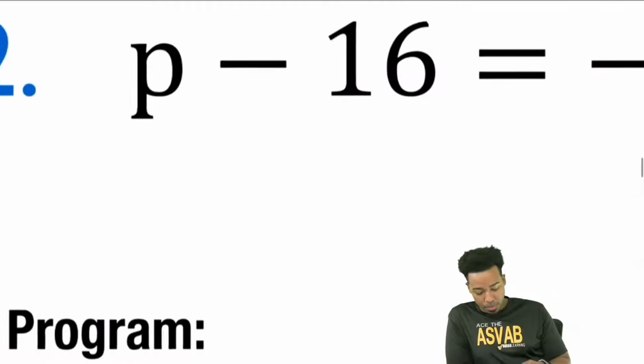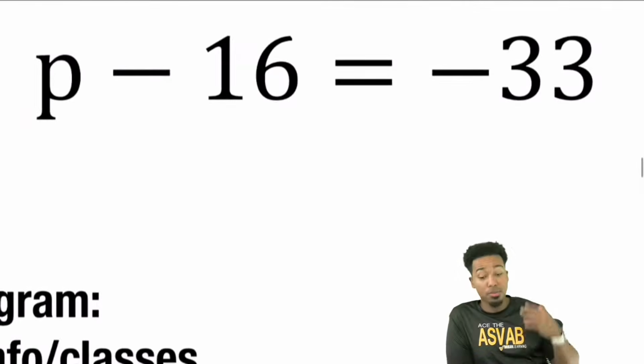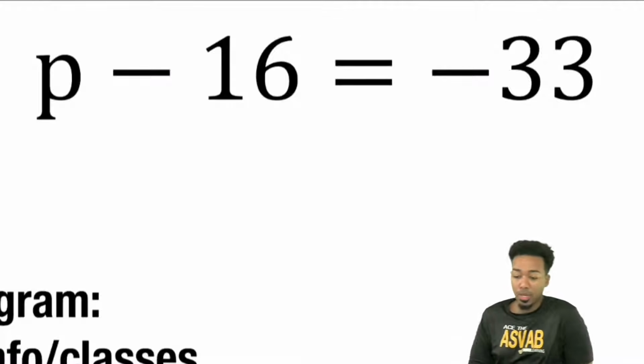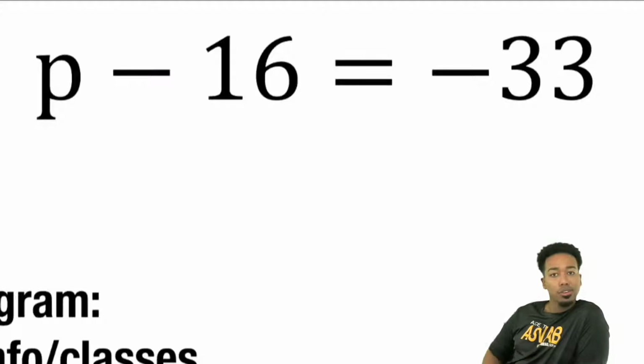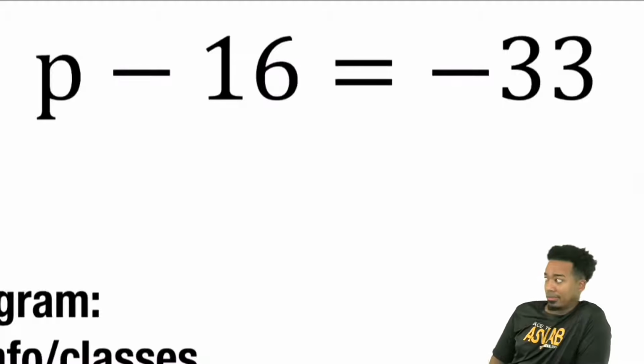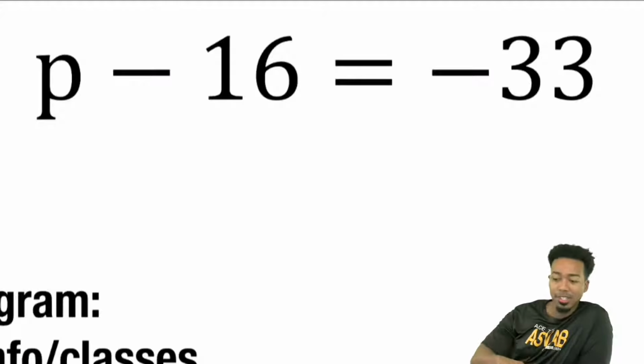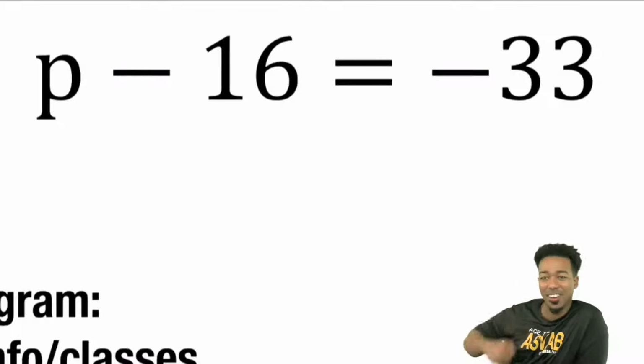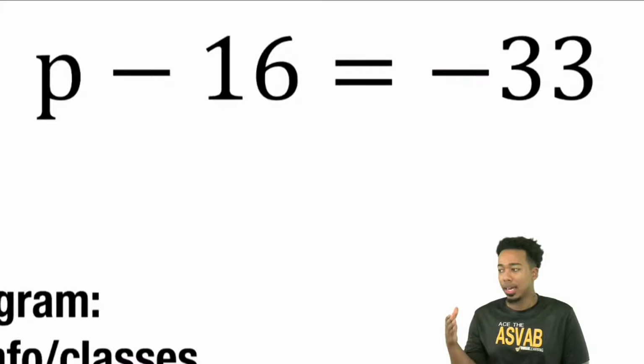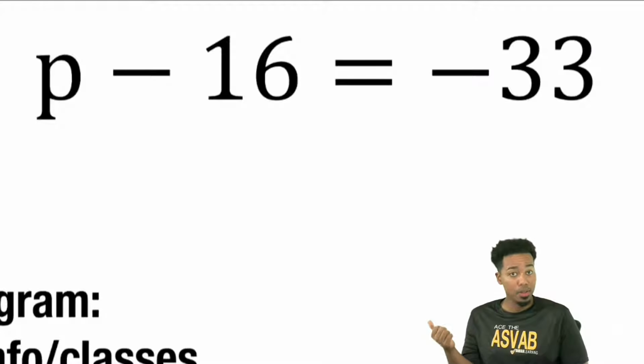Now, everyone, p minus 16 equals negative 33. Genuinely speaking, is anyone here a little nervous about the negative on that 33? Be honest. So whether it does freak you out or doesn't, that actually doesn't matter at all. What matters is, can I identify what variable it is that I'm looking for, and can I identify the steps I need to take to get that variable by itself?